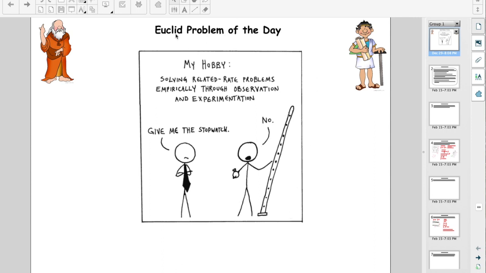So no Euclid problems of the day. Here's the comic for the day. Maybe we'll come back to that once we do the lesson, because you'll find this much funnier after I teach you how to do related rate problems.